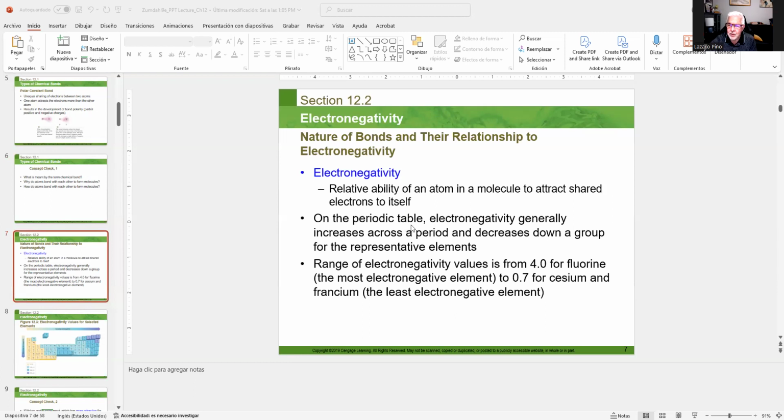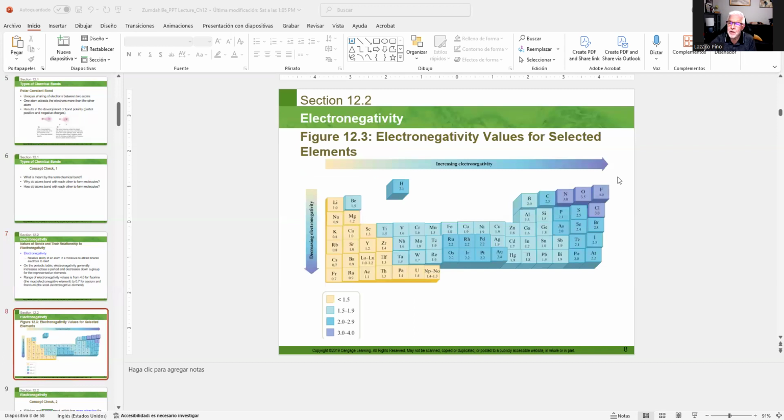In the periodic table, electronegativity generally increases across a period and decreases down a group for representative elements. The most electronegative atom is fluorine, and the least electronegative atom is cesium. Let's see. For example, here we have fluorine. The electronegativity of fluorine is 4.0, while the electronegativity of francium is 0.7.